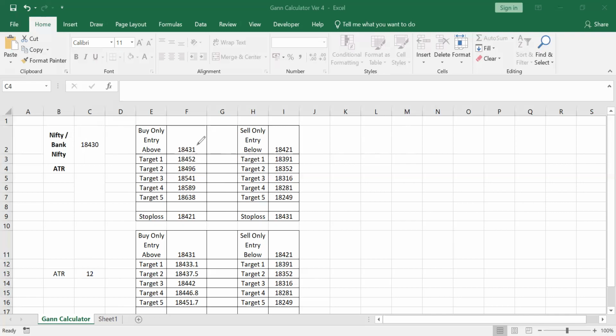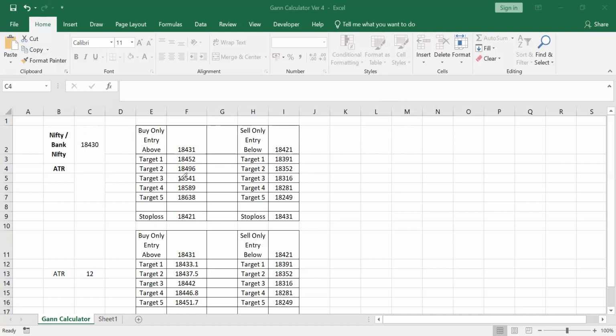So, for example, if it is moving above 431, it has to go towards 452, then towards 496, then towards 541. It has to keep moving in this direction only. If it is coming down, it has to keep moving towards 421, 391, 352, in this direction. So let us see what actually happened today.